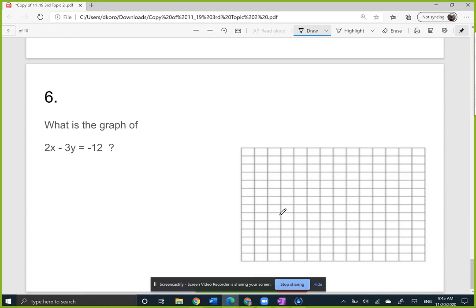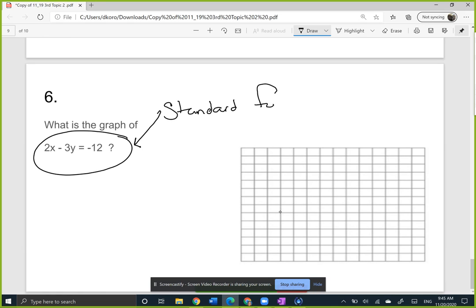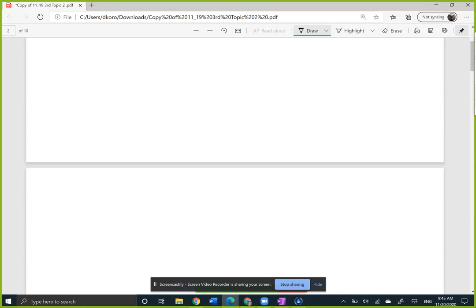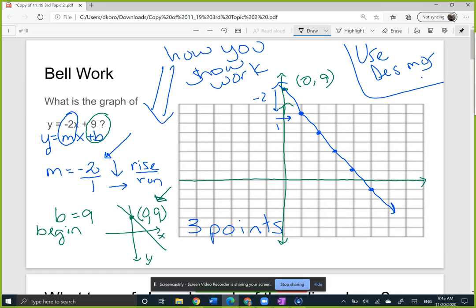So I want you to notice, what is the graph of this? This is written in standard form. Whereas the bell work, so if we go back to the bell work, was written in slope-intercept form. So we graph each one of these differently, okay? Well, we have different steps to graph each one of these is what I want to say.